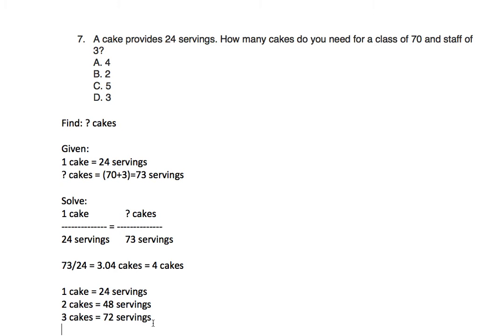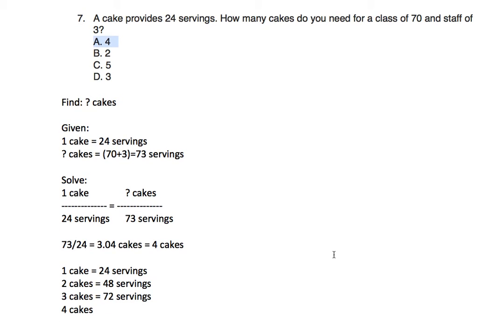Now we need 73 servings. We only have 72. So then we would know we need 4 cakes, and obviously then we're going to have more than enough cake. You're going to be sending everybody home with cake. You're probably not even cut into the 4th cake. But the correct answer to this is 4 cakes, because the rules for this are everybody needs a slice of cake.